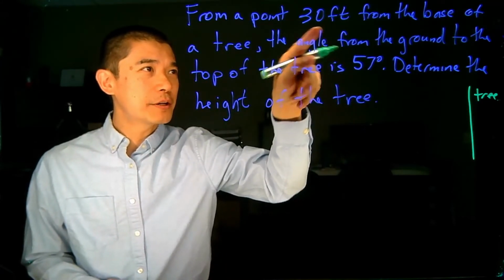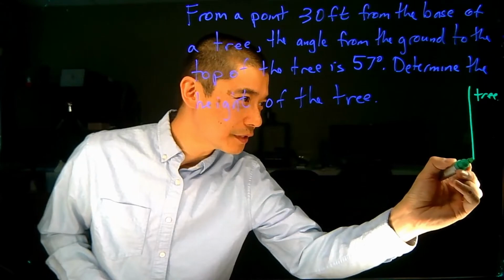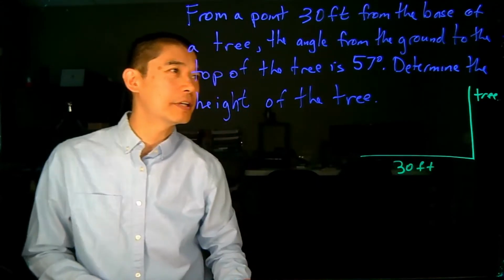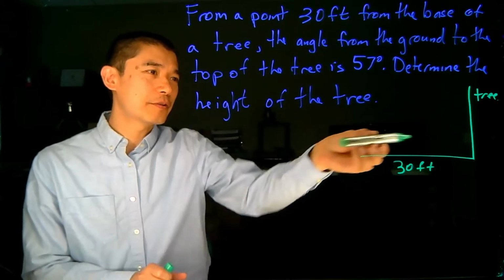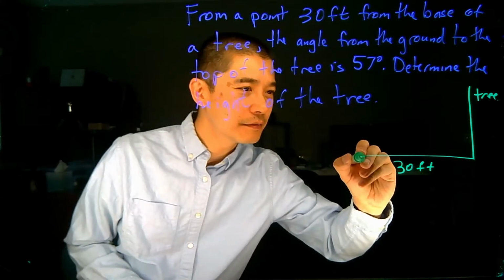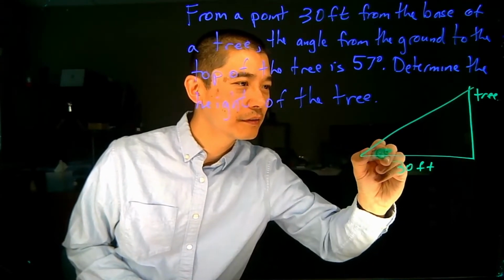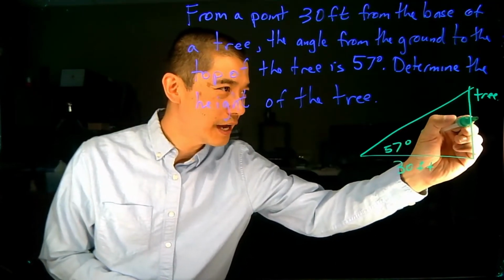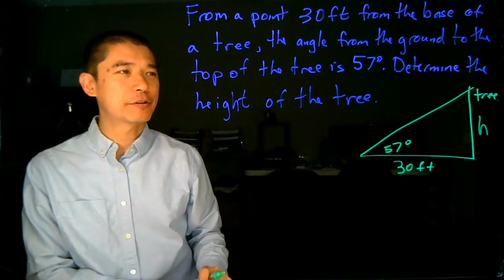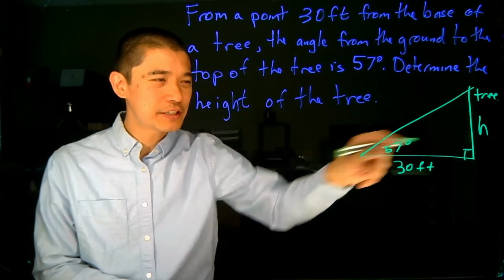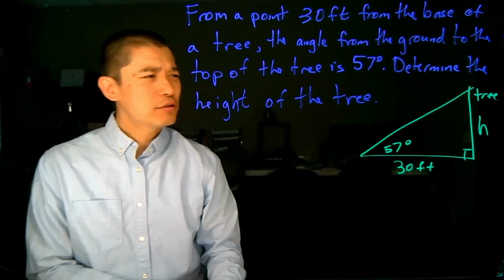We are at a point 30 feet from the base of the tree. So 30 feet this way. So we're 30 feet away from the tree. The angle from the ground to the top of the tree is 57 degrees. Determine the height of the tree. So we'll label the height of the tree h. That's our variable that we're trying to determine. So we don't need all the parts of the triangle in this case. We just need h.